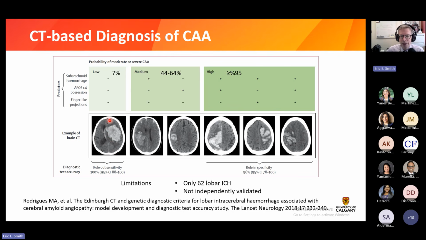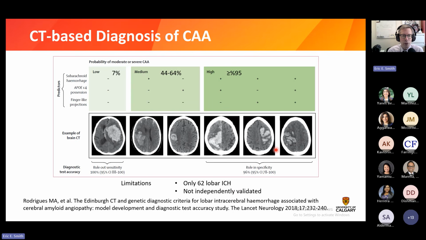Now, the challenge in clinical practice is that, at least in my practice setting, we don't do ApoE genotype testing. If we did, it would take days or weeks to come back. It's not recommended by clinical care guidelines like AHA guidelines or Canadian guidelines for care of patients with intracerebral hemorrhage. So it's a bit unfortunate that that's a feature. But if you take out this feature, you're no longer able to rule out CAA with high specificity anymore.